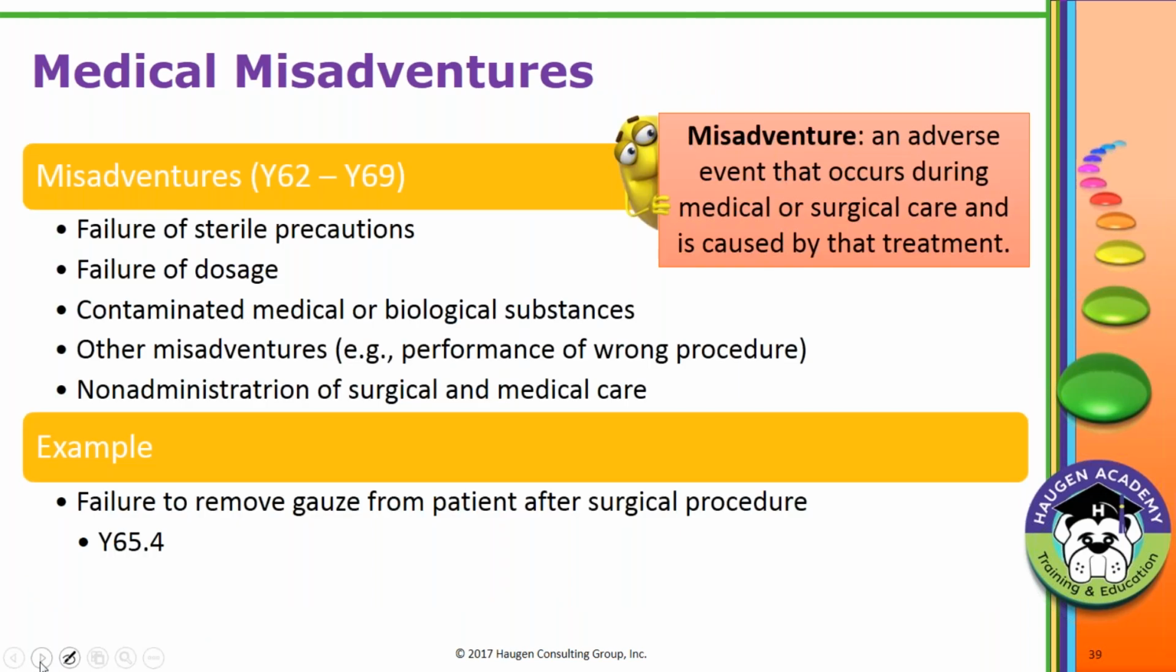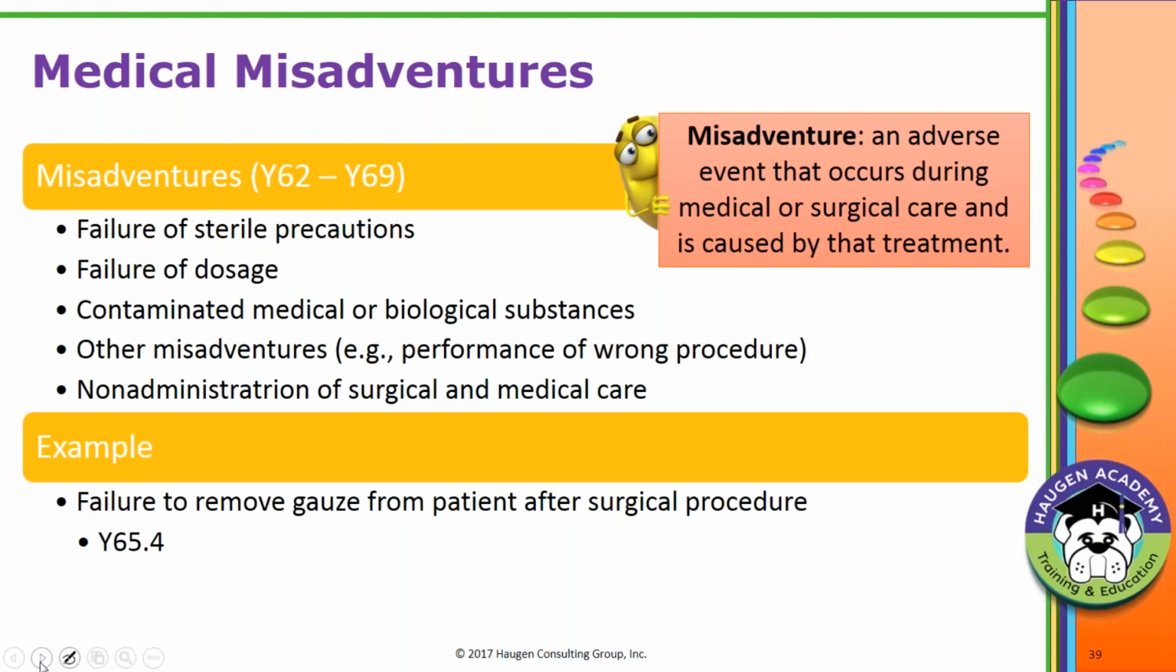All right, medical misadventures, my favorite. So we talked about what a medical misadventure is. It's really a medical mistake in my mind. Y62 to Y69 allows us to code for those. We've given you some examples here as well. There are Excludes1 and Excludes2 notes with these codes, so make sure that you go out and review them if you're coding from here.